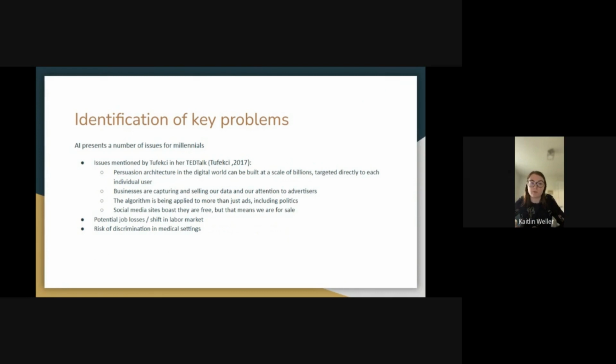This information can also be sold to marketing companies to try and learn more about millennials and produce ads with a better chance of success in the future. The next point is businesses are capturing and selling our data and our attention to advertisers. So our data is no longer just ours. Whatever we put online can be sold to the highest bidder.